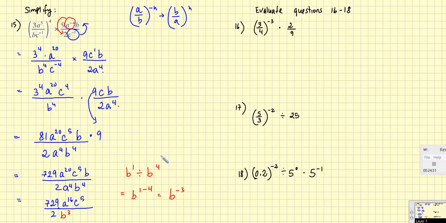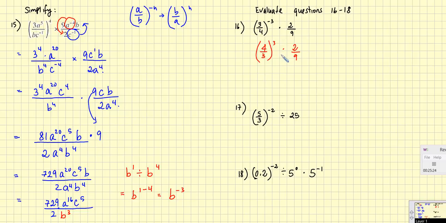Now, the last couple of questions, we've got a few more here. You're being asked in questions 16 through to 18 to evaluate, so that you have 3/4 raised to the power of -3. So evaluate means you're going to get an actual answer in the end. So I'm going to flip these around so that I will get 4/3 cubed, because that was the power of -3, and that's times 2/9.